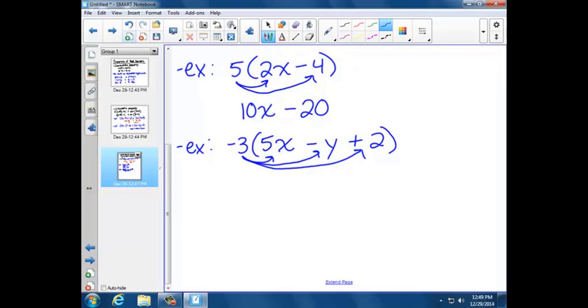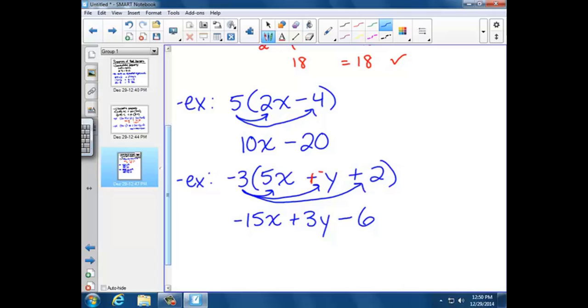So negative 3 times 5x, negative 15x. A negative 3 times a minus y. Or if it helps, change this to plus a negative y. A negative 3 times a negative y, negative times negative, becomes a plus 3y. And then negative 3 times a positive 2 or plus 2, negative 3 times 2, that's going to be a minus 6. Or if you have plus negative 6, that's fine too. So those are the 3 properties.